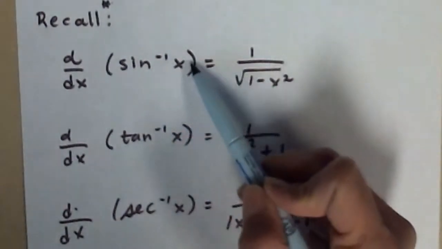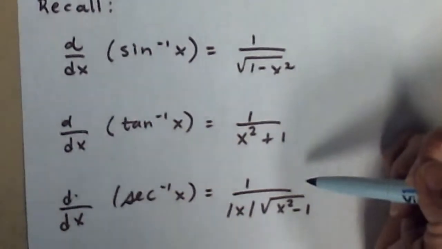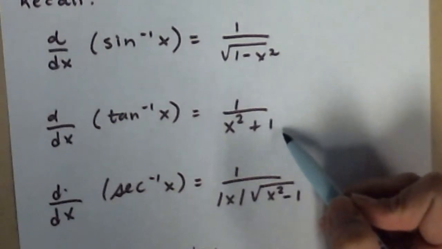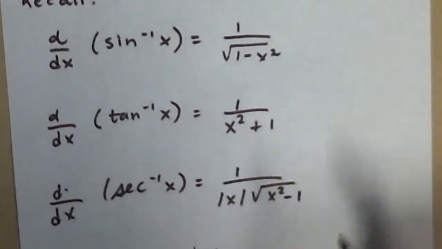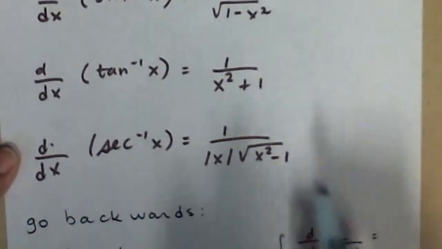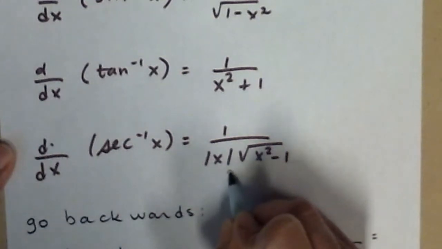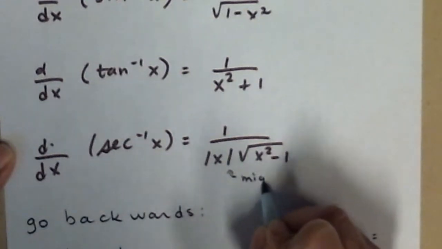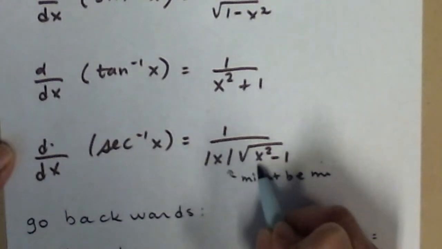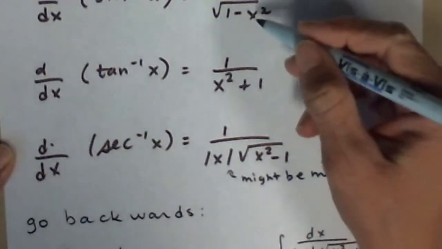So the derivative of inverse sine of x is 1 over the radical 1 minus x squared. Derivative of the inverse tangent of x is 1 over x squared plus 1. Notice no radical. And then the derivative of the inverse secant of x has this absolute value of x out front, which sometimes this absolute value might be missing. And then I have the radical, and this time the x squared is first. So those are some of our clues.